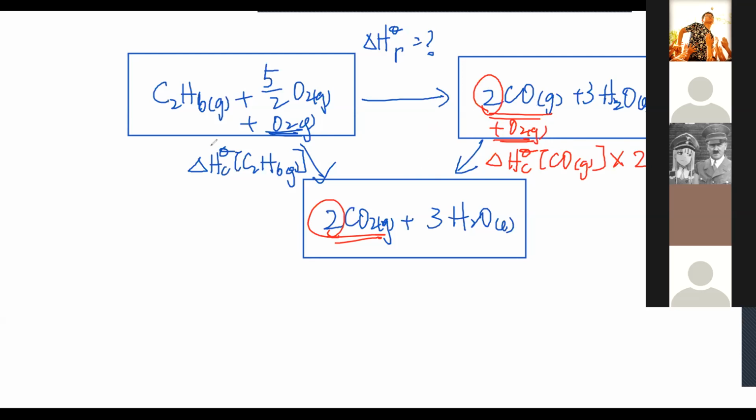Okay? How about the one on the left-hand side? Do we need to times 2? The answer is no, no need, because it's just 1 mole of C2H6. So this is just 1 mole. Okay, so you may make use of all those components together to form CO2 and H2O.